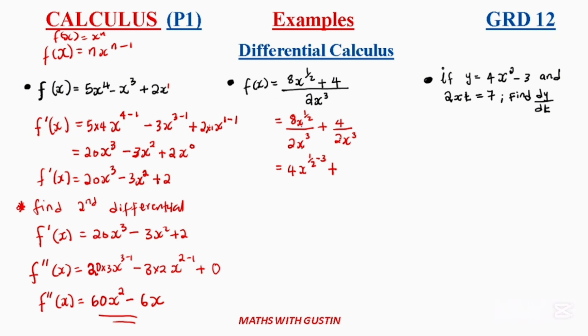And then 4 divided by 2 will give us 2, and then if we take this x cubed to the top, it is supposed to have a negative there. Now the only thing we need to do is simplify half minus 3. How are we going to simplify that? You don't have to worry about this, you can punch it into your calculator. Half minus 3 gives us negative 5 over 2, so we have 4x to the power of negative 5 over 2, plus 2x to the power of negative 3.